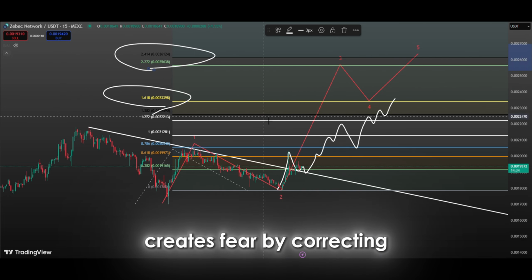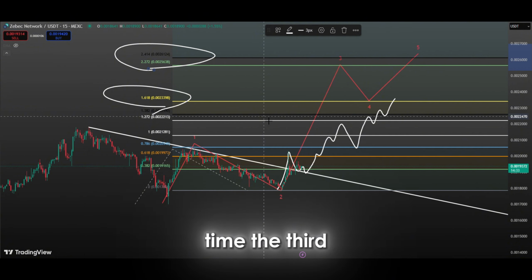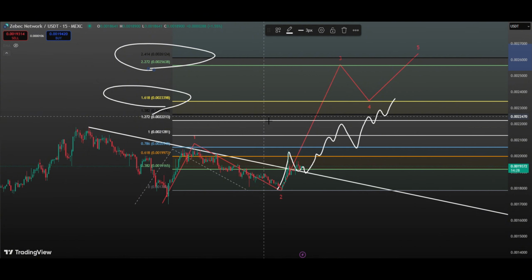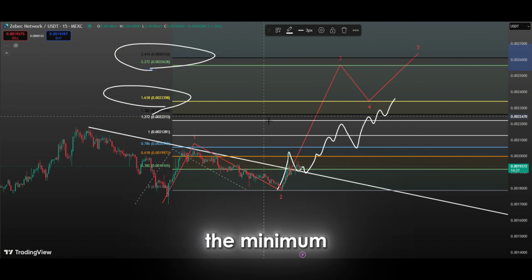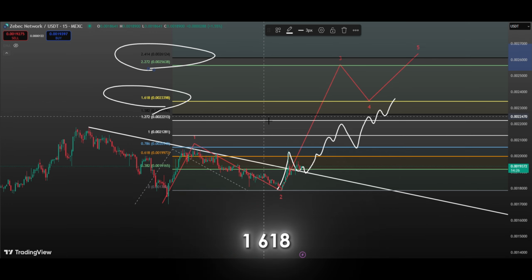The second wave creates fear by correcting, but by the time the third wave arrives, most participants want to get on the train. From a technical point of view, the target levels of the third wave can be calculated quite clearly with Fibonacci expansion levels. In this context, the minimum target is usually considered to be the Fibonacci expansion level of 1.618.